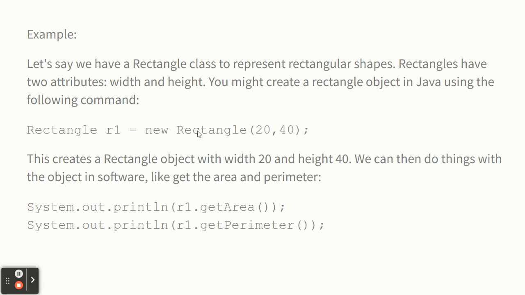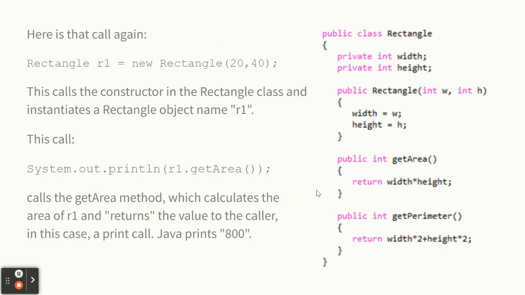Rectangle r1 equals new Rectangle, and then we send over the information. So here's that call again. We create a new rectangle. That calls the constructor and sends over 20 and 40, and it instantiates an object in memory that we can then refer to. We can do things like ask it for its area. So then when we print r1.getArea, we get the area. Java prints 800, 20 times 40.